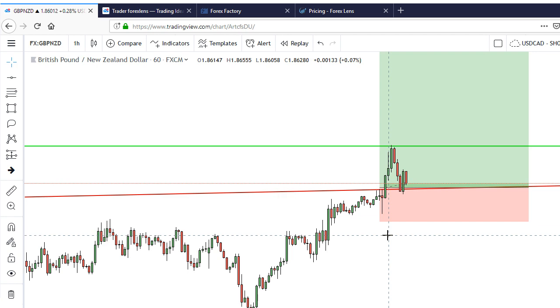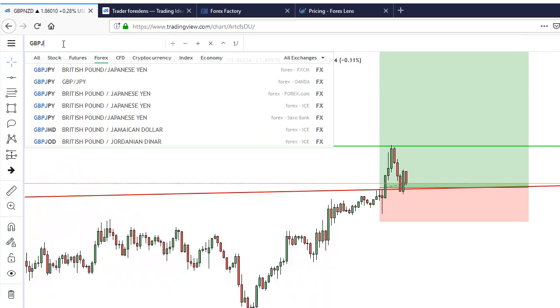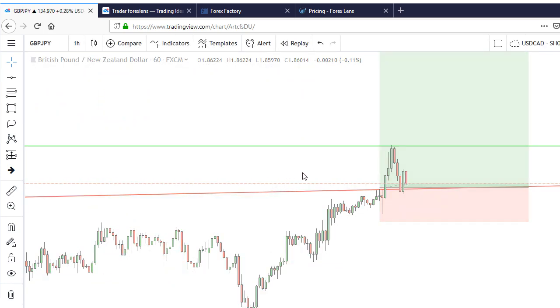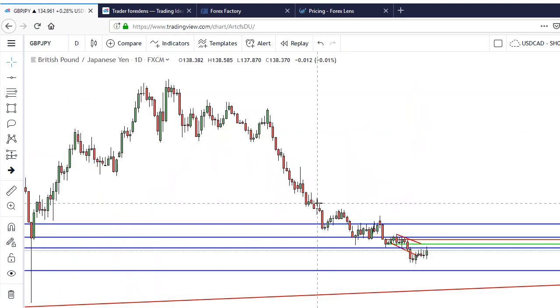So moving on, Pound Yen. So the pound is recovering against most pairs, but right now it is retracing.